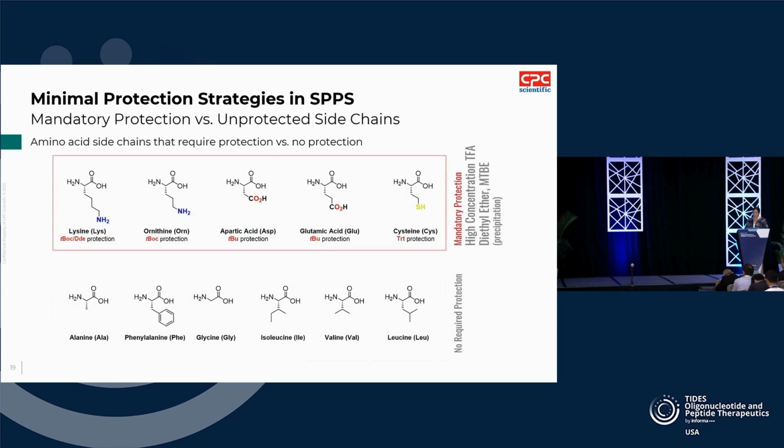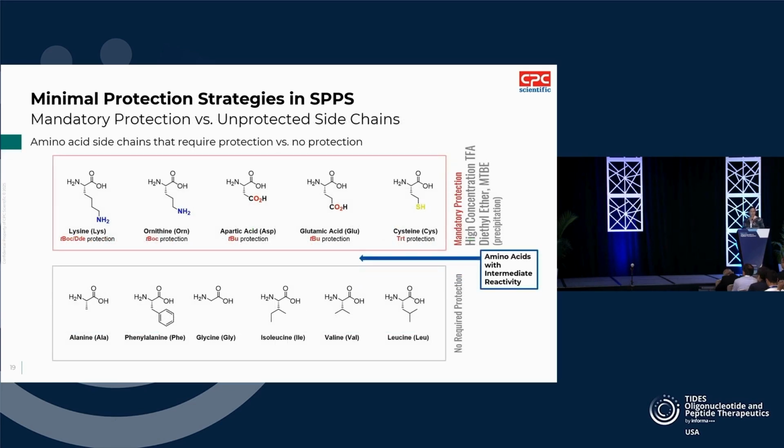Certain amino acid side chains require protection due to the presence of strong nucleophiles or electrophiles. The amino acids with nucleophilic amino groups, such as lysine and ornithine, are typically protected with Boc. This needs a strong acid to remove it, up to say 50% TFA.